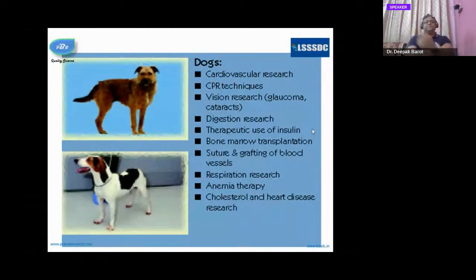But these are a specific breed which is being used, right? These are beagle dogs. As you can see below, that's a picture of a beagle dog. So beagle dog is widely used as a species for toxicity as well as sometimes efficacy studies, but majorly for toxicity data generation, we always use beagle dog. Yes, for vision research, for cardiovascular research, for therapeutic use of insulin, bone marrow transplantation, respiratory research, dogs can also be used for research. Mind you, not the stray dogs. I'm talking about beagle dogs. Specifically, their breeding is done so that they can be used for research purposes.